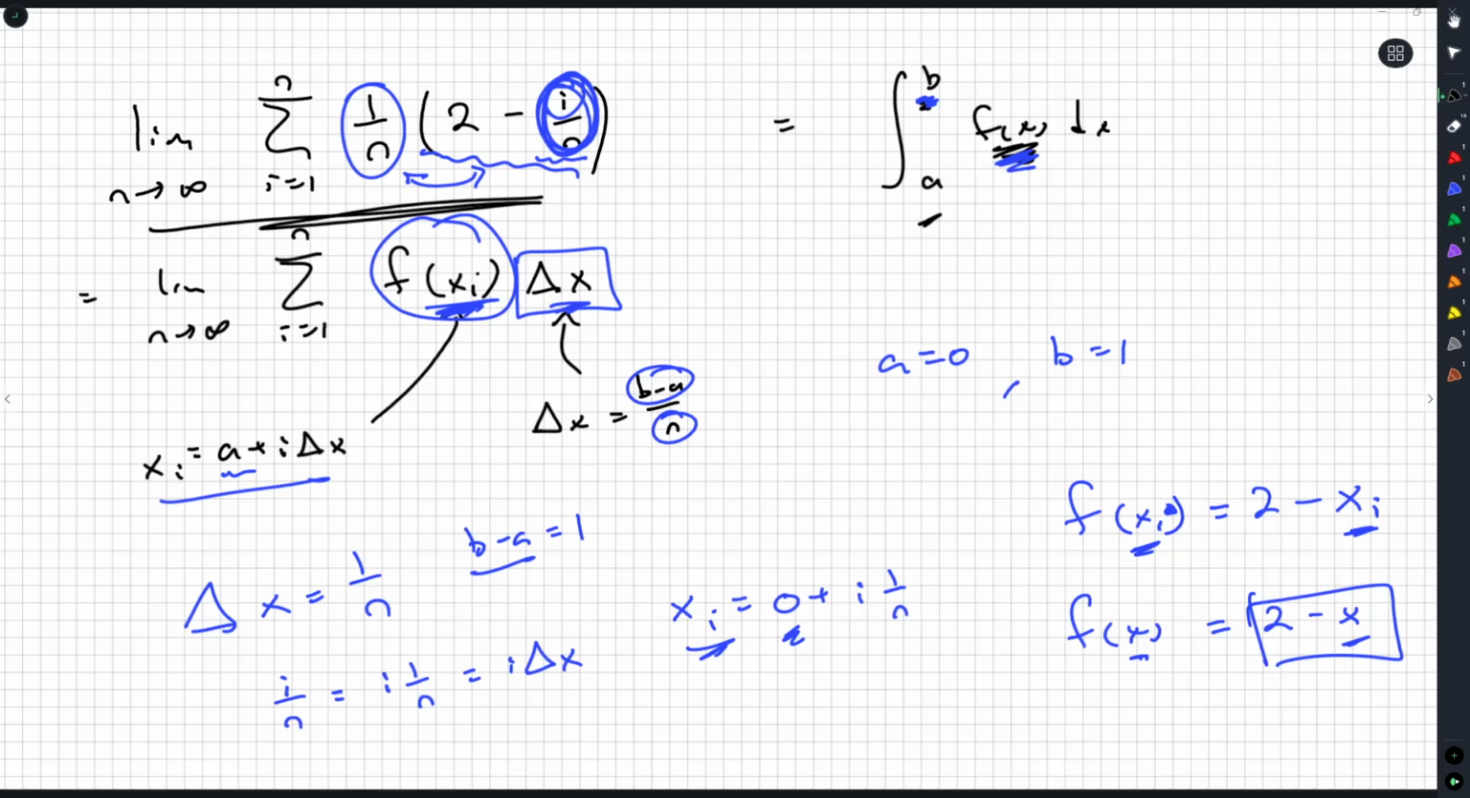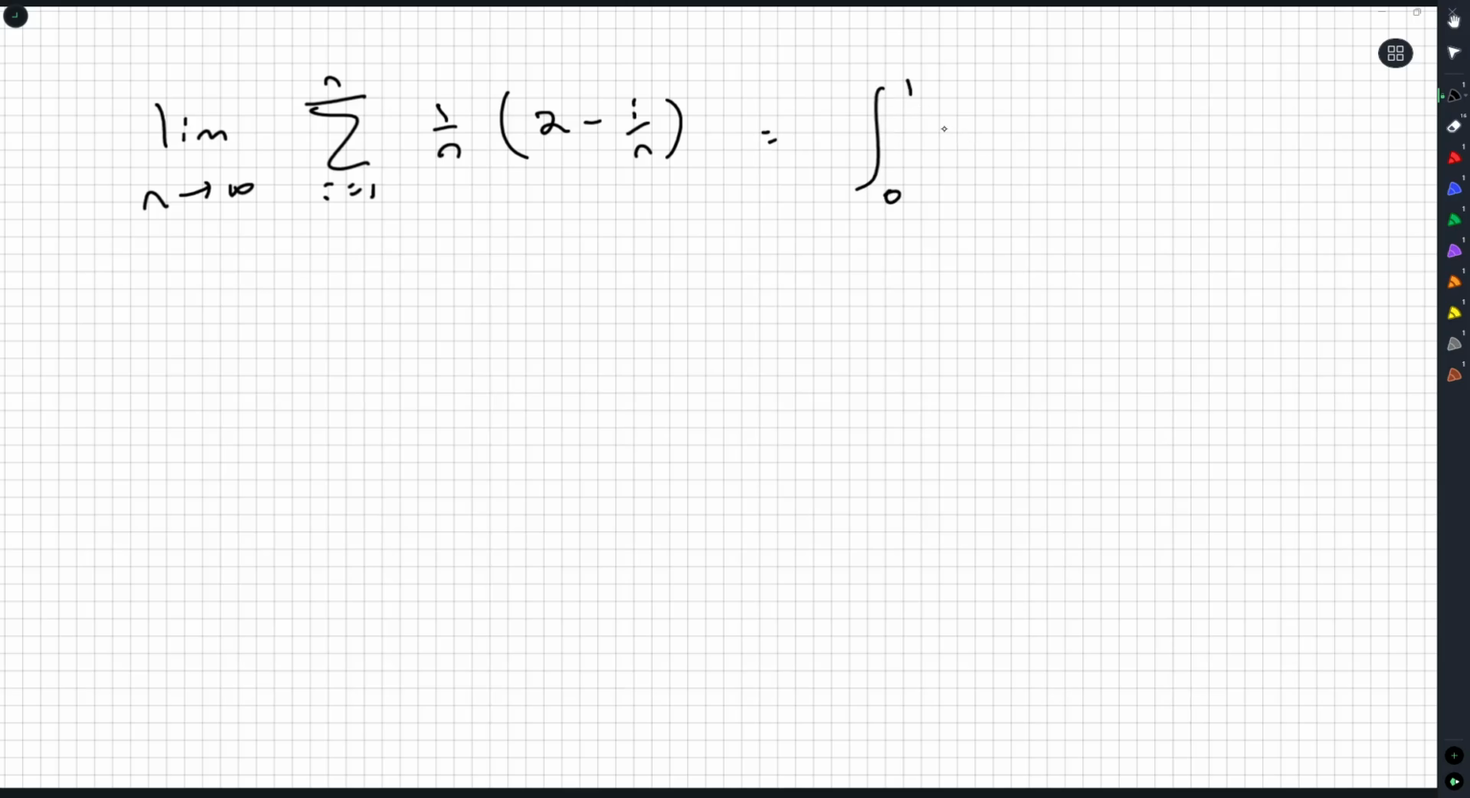So the limit that we've got, we'll write it again. From i equals 1 up to n, of 1 over n times 2 minus i over n. This is really the integral from 0 to 1 of 2 minus x dx.